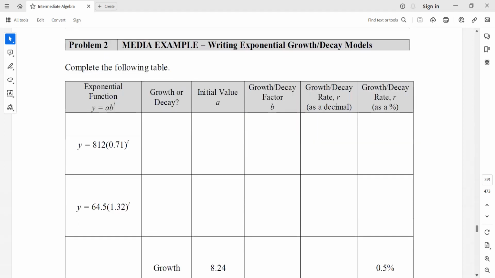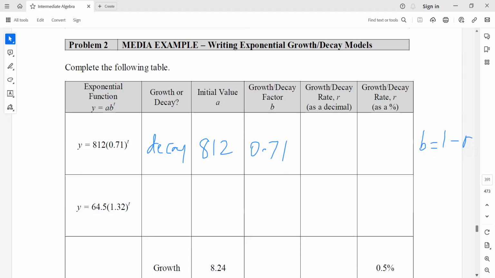So let's look at these exponentials. For the first one, we have y equals 812 times 0.71 to the power t. Because b is less than 1, this is a decay. The initial value is 812. The decay factor is 0.71. Now, what is r, the decay rate? Remember, when it's a decay, you have b equals 1 minus r.